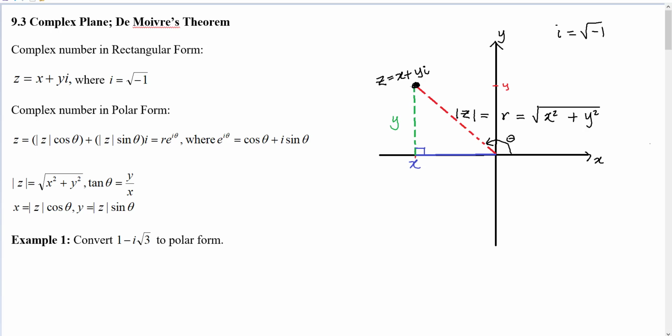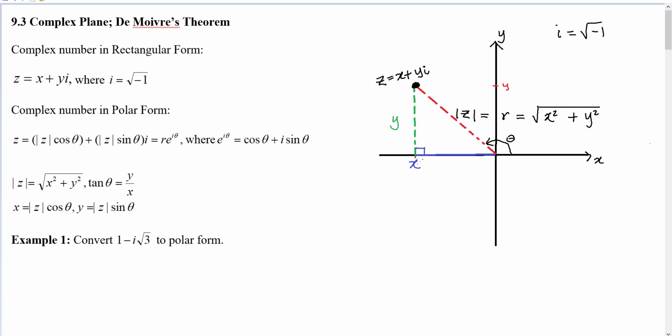Now, if this point in the xy plane, or the complex plane, represents a complex number, then there is an absolute value of that complex number, which we've been writing as r, which is the square root of x squared plus y squared. And theta is always measured from the positive x-axis to the line segment connecting zero and the complex point.